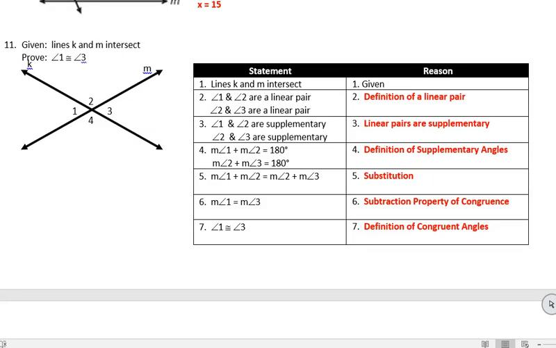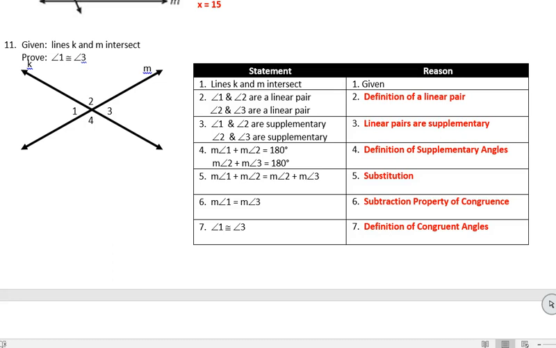So number 11 is a proof. It says, given that lines K and M intersect, prove that angle 1 is congruent to angle 3. So our first statement is obviously given. Notice that 1 and 2 are a linear pair and 2 and 3 are a linear pair. And that's the definition of a linear pair, that those two angles form a line.